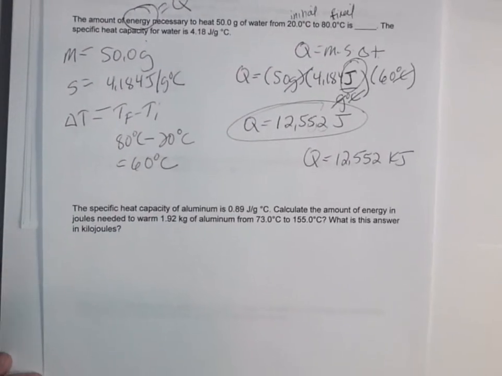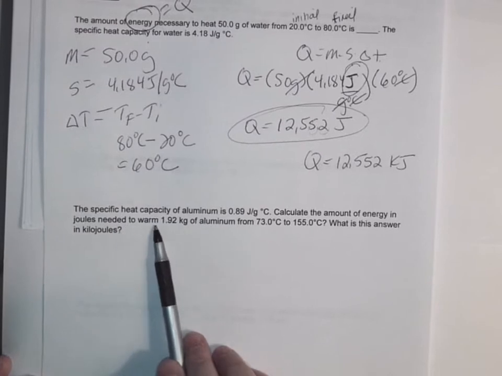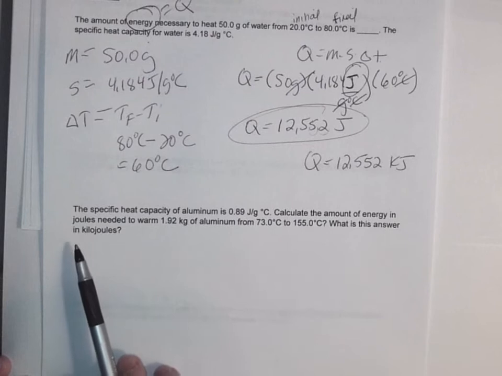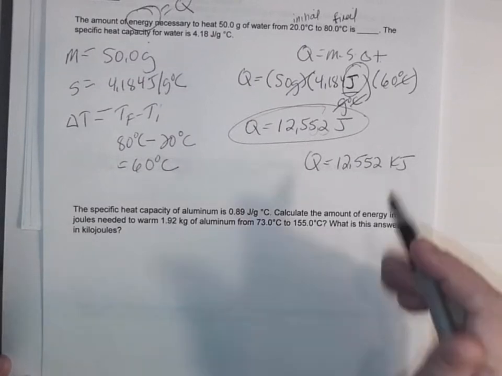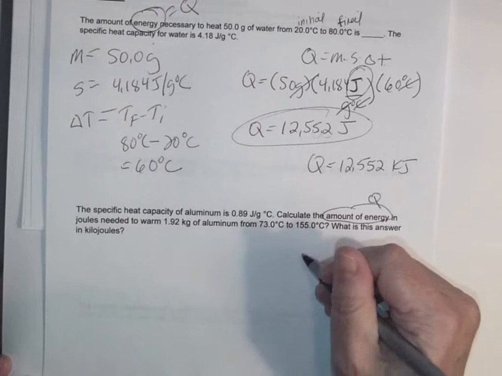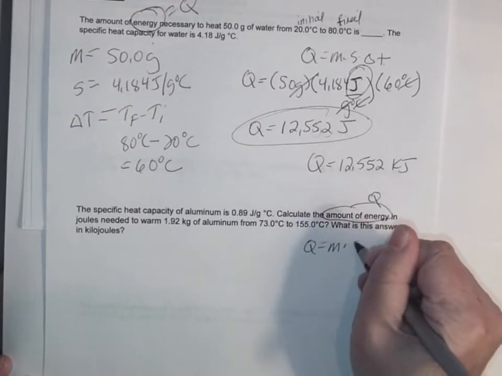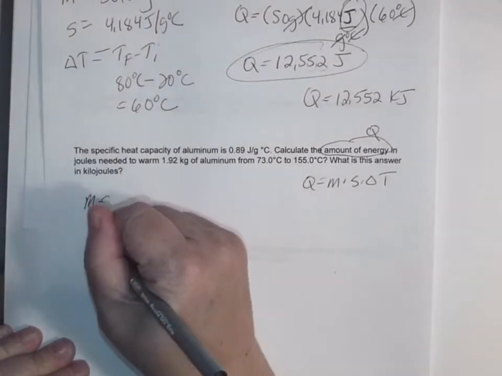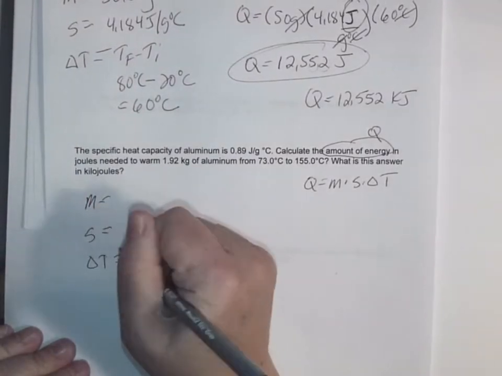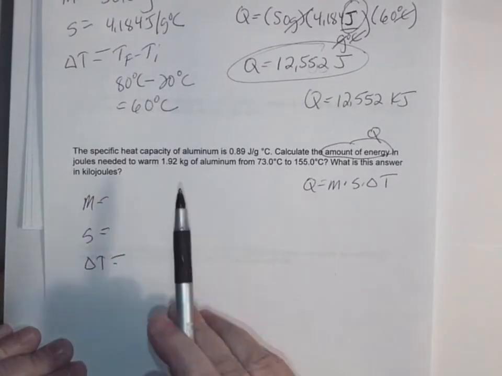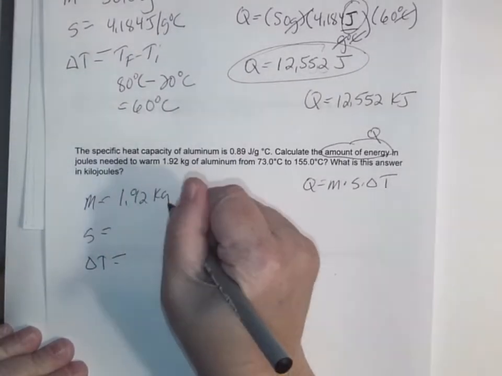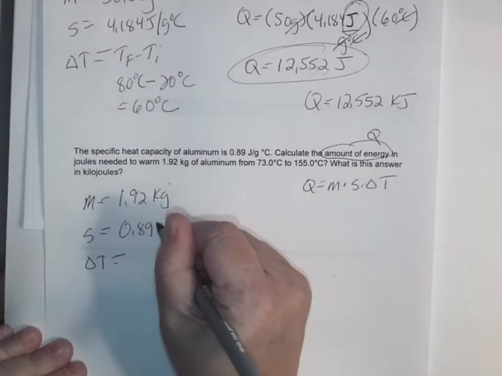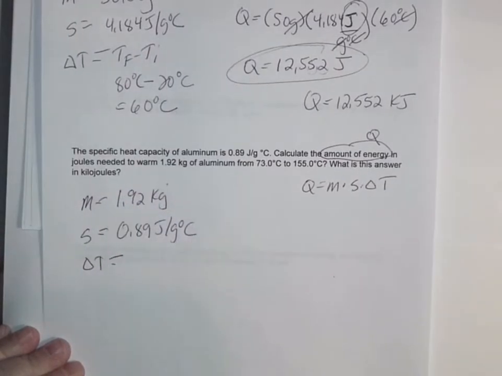All right, we're going to go down here. And really, I start just kind of looking over the problem, trying to find out what are they looking for. All right, it says calculate the amount of energy. So again, this one is Q equals M times S times change of T. I'm going to list these off to the side. And my mass, I look at as 1.92 kilograms. My specific heat capacity is 0.89 joules per gram degree Celsius.